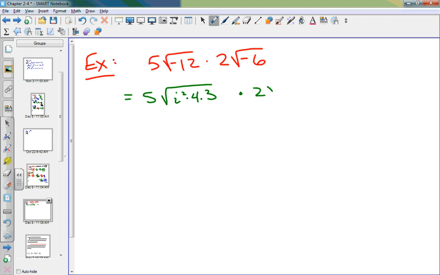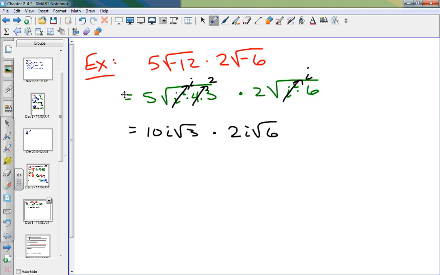Times 2 times I squared times 6. 6 does not have any perfect square factors, does it? So now, simplify each one of these. That comes out as an I, that comes out as a 2 to give me 10I square root of 3 times, this comes out as an I to give me 2I square root of 6. Have I lost anyone on what I did up there just now?